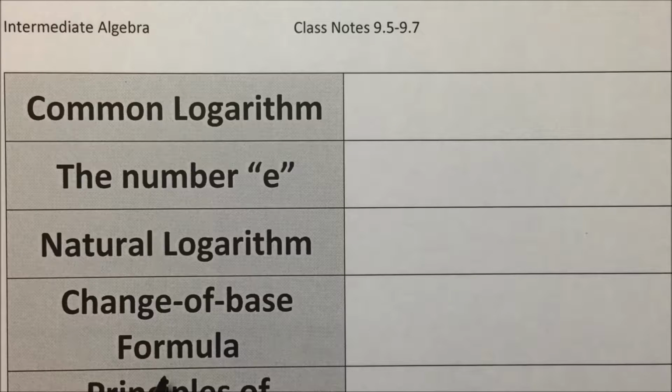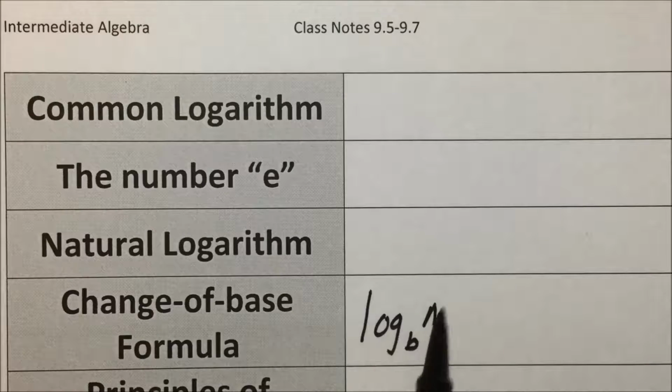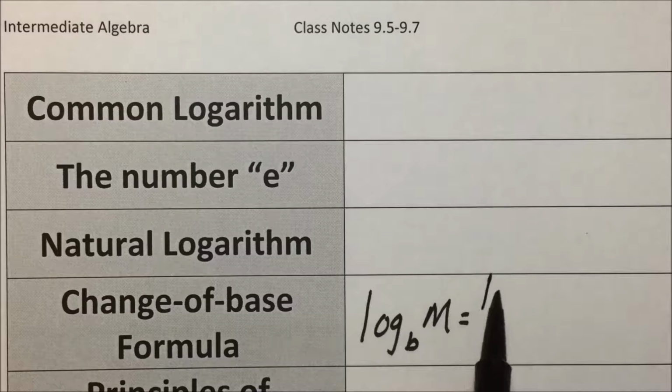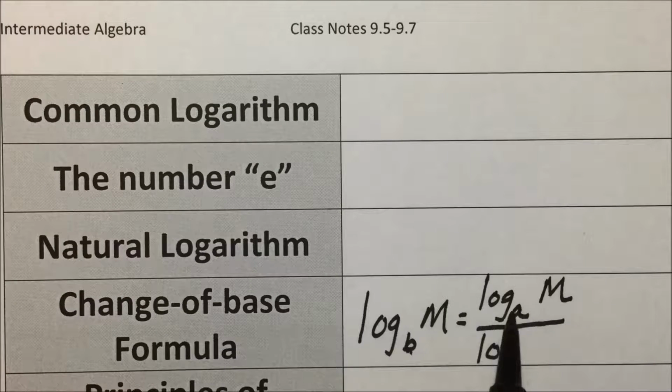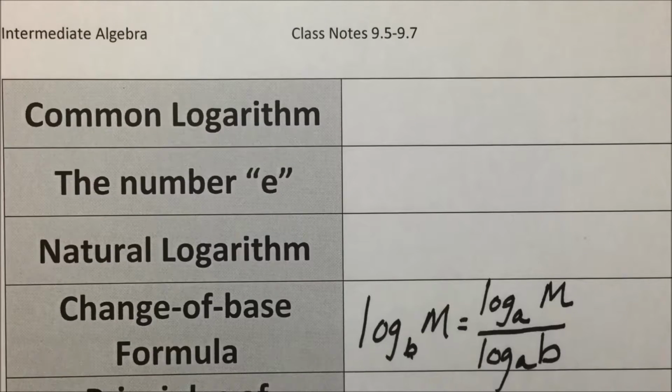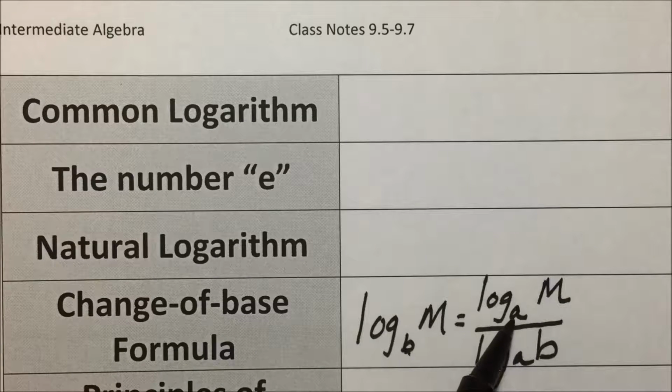For any logarithmic bases a and b, and any positive number m, the log base b of m is equivalent to the log base a of m, which we're taking the log of, over the log base a of b, the old base. Typically, the new base will either be a common logarithm, so we would use a base of 10, or a natural logarithm, and either one of them will result in the same value.